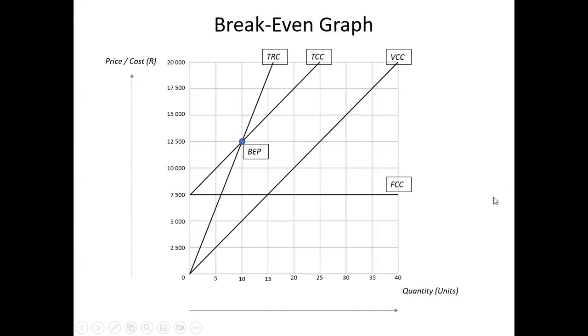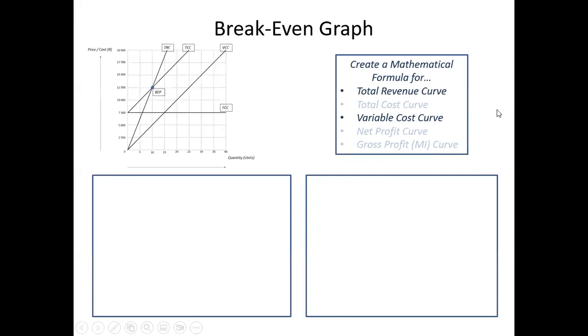They will give you a graph like this, and then they will ask you a number of questions. And the first question is always the same. They say, create a mathematical formula for the total revenue curve, the total cost curve, the variable cost curve, the net profit curve, and the gross profit or the marginal income curve. Just to note there, gross profit and marginal income are exactly the same thing.